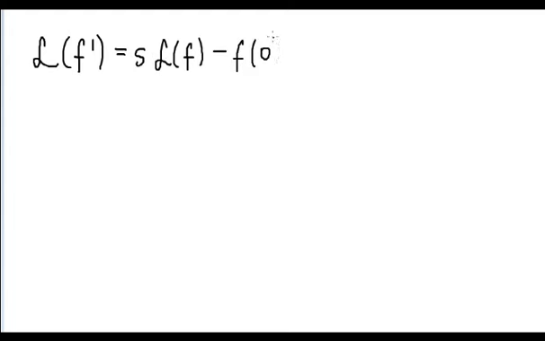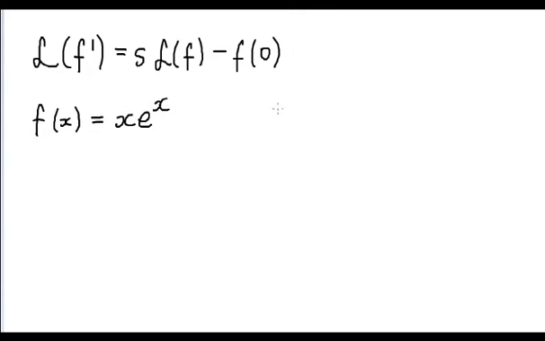If we have a function f and we take its derivative and then we take its Laplace transform, according to the formula, this is equal to s multiplied by the Laplace transform of f minus f evaluated at 0. What we're going to do now is try to apply this formula in the case when f is the function x times e to the power x.